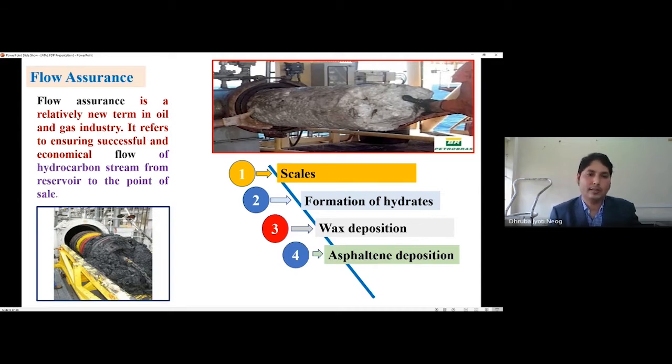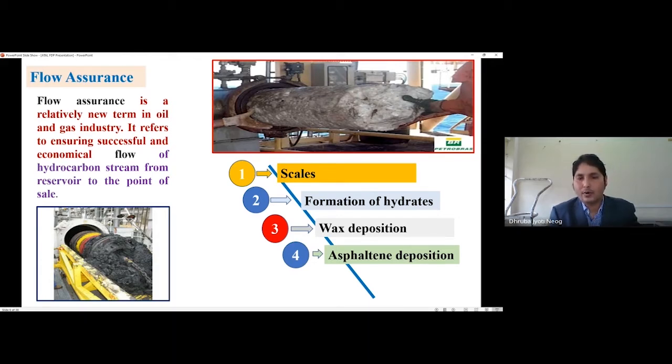It can also take place inside the well. Solid deposition may also take place inside the tubing or inside the flow line. Therefore, it is required to give assurance so that no solid deposition takes place, and it can be removed by taking suitable measures for the well for sustainability of the flow. So flow assurance is a relatively new term in the oil and gas industry. It refers to ensuring successful and economic flow of the hydrocarbon stream from the reservoir to the point of sale.